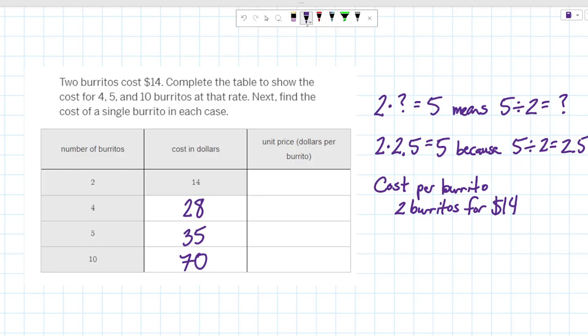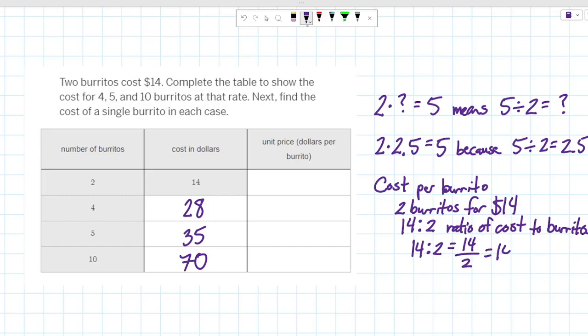then if we look at the ratio of the cost to burritos, then 14 to 2, that's like 14 over 2 if we write it as a fraction, which we can also think of as 14 divided by 2. And what is 14 divided by 2? 7. So in the first case, the cost per burrito would be $7.